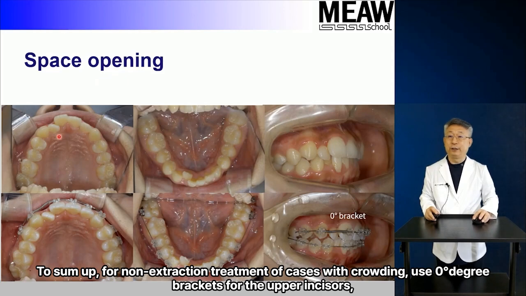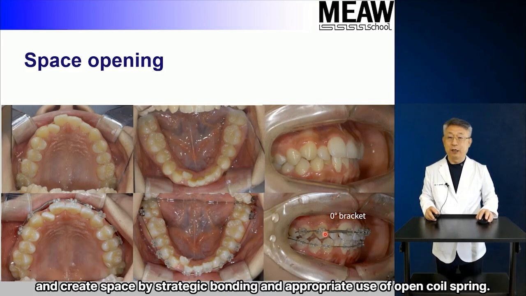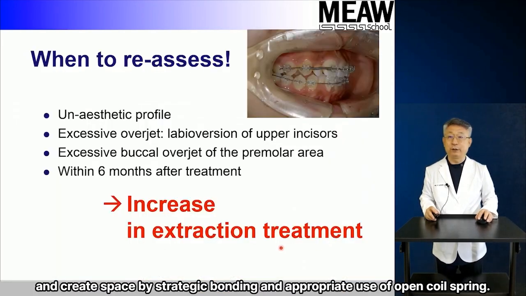To sum up, for non-extraction treatment of cases with crowding, use 0-degree brackets for the upper incisors, and create space by strategic bonding and appropriate use of open coil spring.